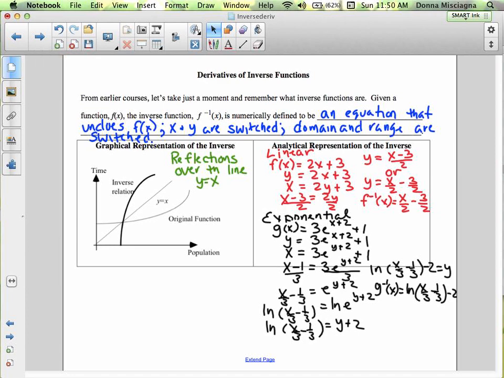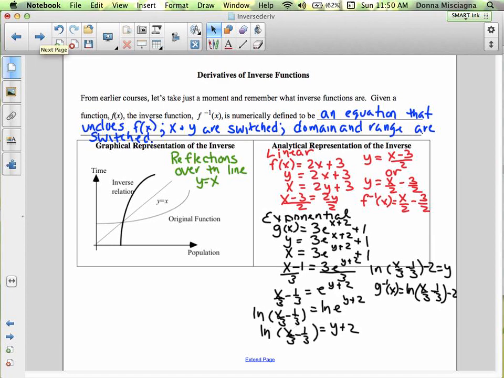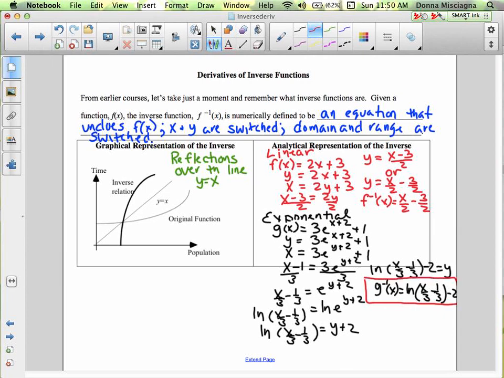And let's box our answer here. Right, and there's just a little review of inverses. So now let's find the derivative of inverses.